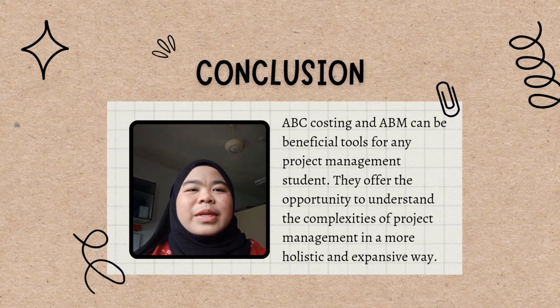In conclusion, ABC costing and ABM can be beneficial tools for any project management student. They offer the opportunity to understand the complexities of project management in a more holistic and expansive way. ABC costing provides a detailed breakdown of the costs associated with any given project, while ABM helps to identify areas of potential improvement, allowing for a more deliberate management of resources. By actively utilizing these tools, project management students can quickly and effectively gain the necessary skills to become successful.